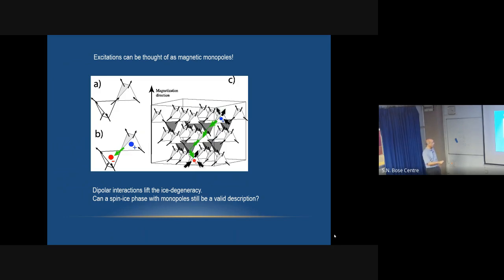However, this description that there is no extra energy cost is really true when the only interaction is the nearest neighbor exchange interaction. In reality, in the rare earth materials, the exchange interactions are very small. They are of order 1 Kelvin, and they are not much bigger than dipolar interactions. And we know that dipolar interactions are actually long range, so in general, they would lift this degeneracy. So if we want to say that this description applies to the materials, we have to ask whether in the presence of dipolar interactions, this description is still valid.